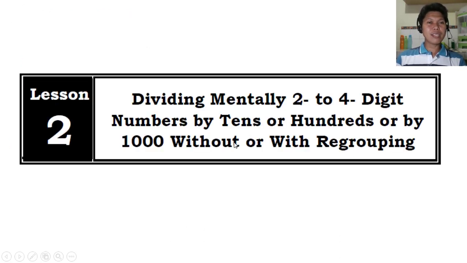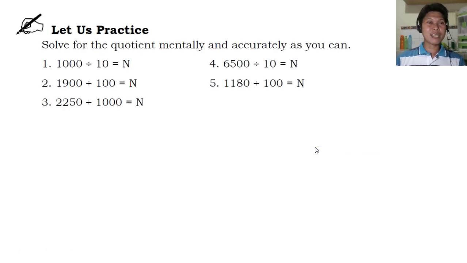Okay, so we have lesson number 2. How about dividing mentally 2 to 4 digit numbers by tens or hundreds or by 1,000 without or with regrouping? Okay, paano to? So let's practice activity from your module. Solve for the quotient mentally and accurately as you can. Okay, so let's try 1,000 divided by 10.